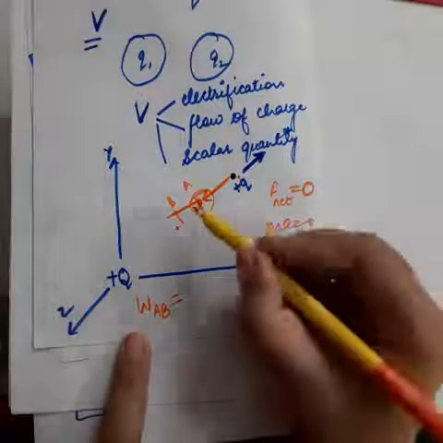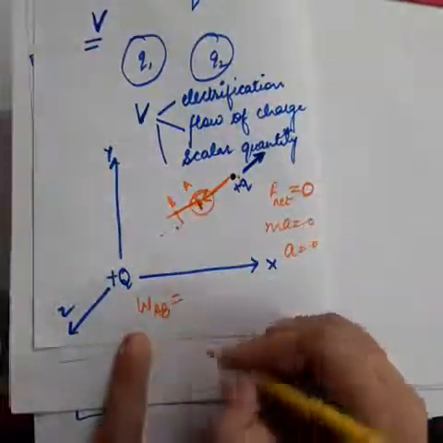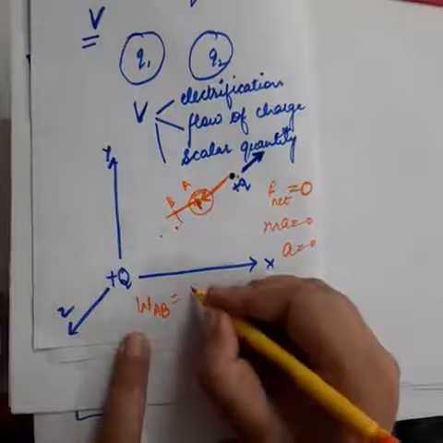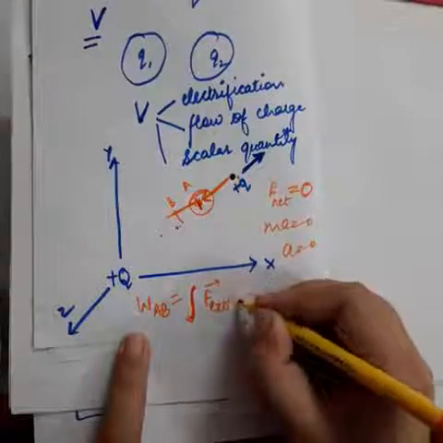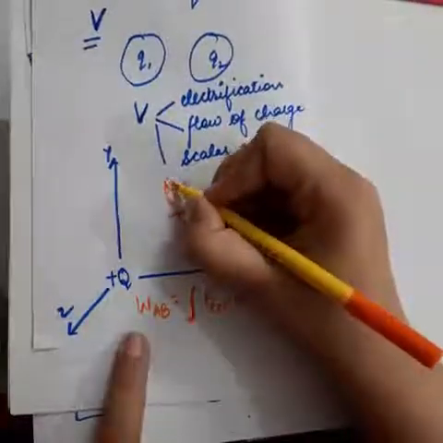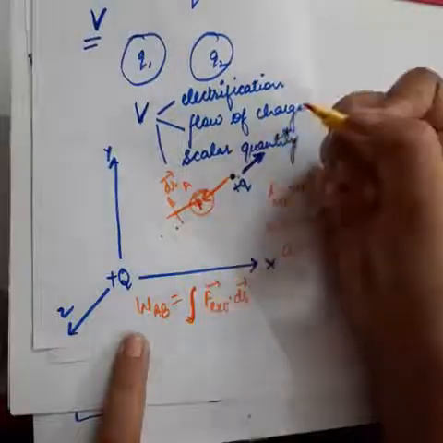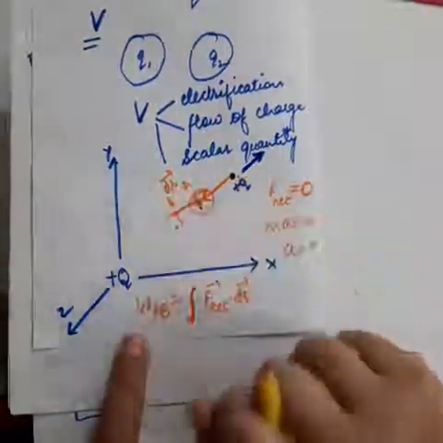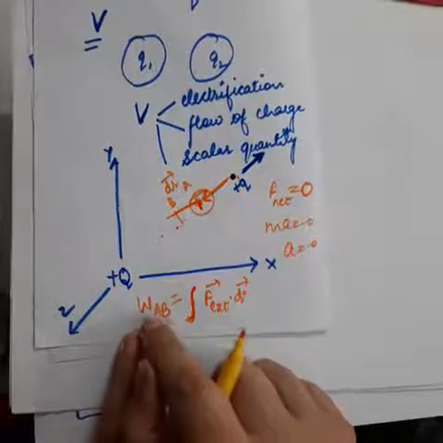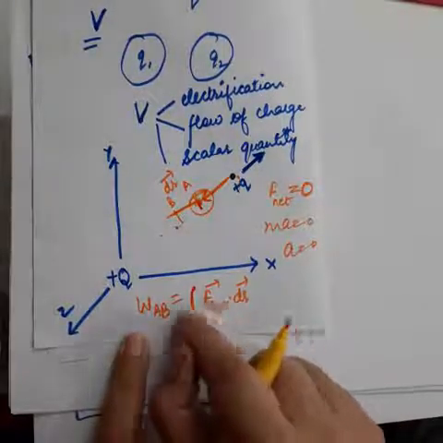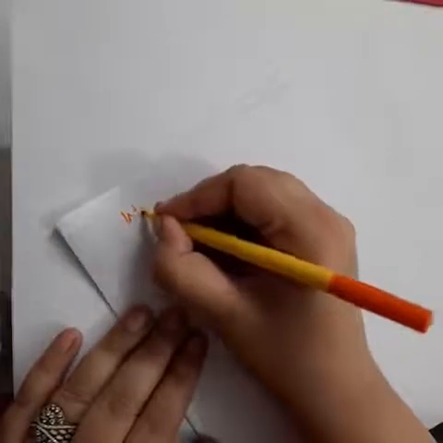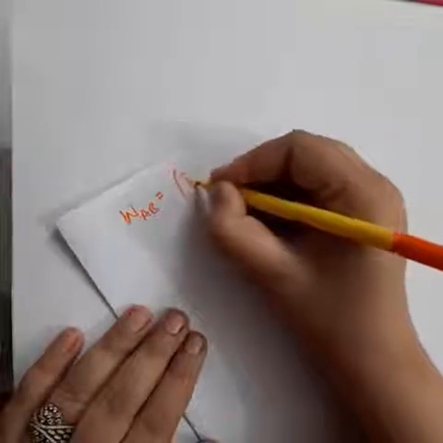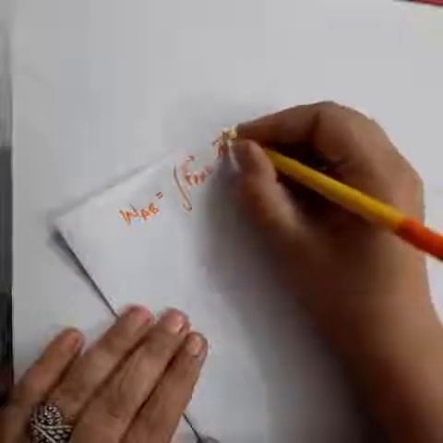To move the charge from A to B, you are doing some work against the electric field, and that will be the integral of F external vector dot dr vector, where dr vector is the displacement AB. Okay, this AB is dr vector, which means it is the displacement. We know that work done is equal to the dot product of force and displacement. Clear? So this is WAB. I'm again writing the equation for you: F external vector dot dr vector.